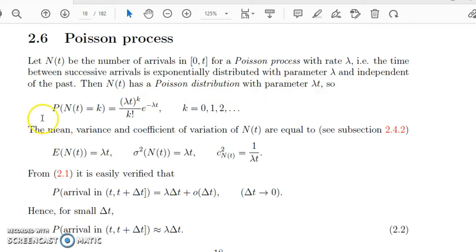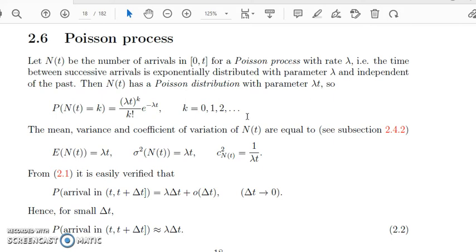So the probability that N(t) equals k is equal to (lambda t) raised to the power k over k factorial, times e raised to the power minus lambda t, with k starting from 0, 1, 2, and so on. So the mean, the variance, and the coefficient of variation of N(t): the expected value of N(t) is equal to lambda t, the variance sigma squared of N(t) is equal to lambda t, and the coefficient of variation is 1 over the square root of lambda t.